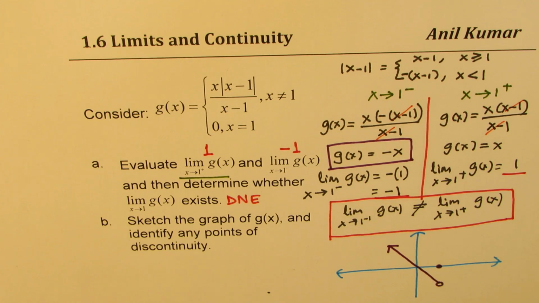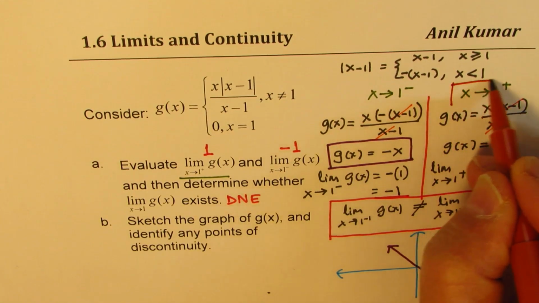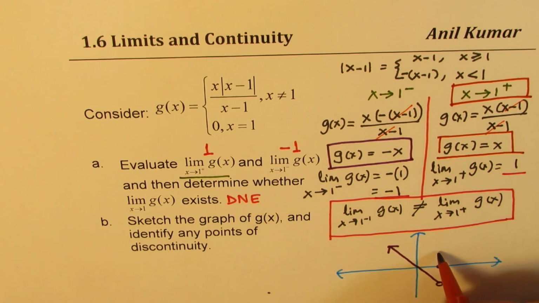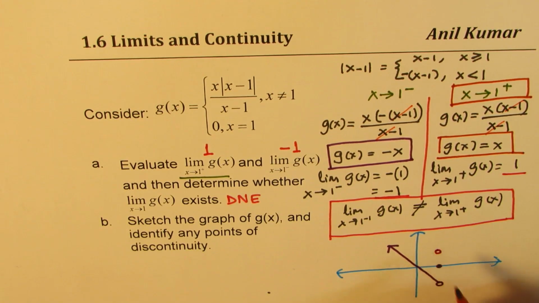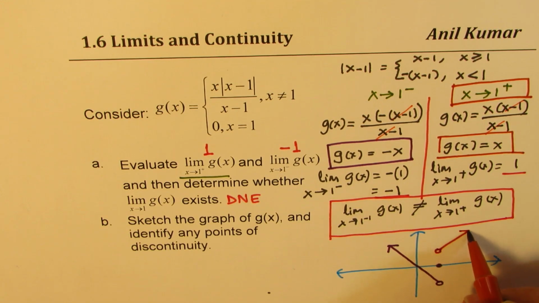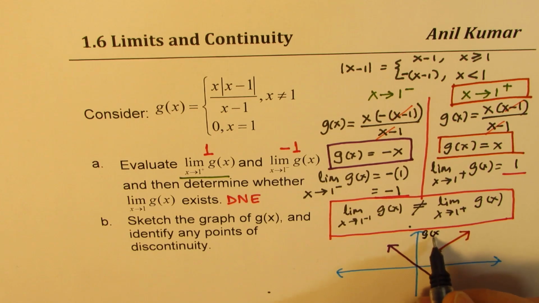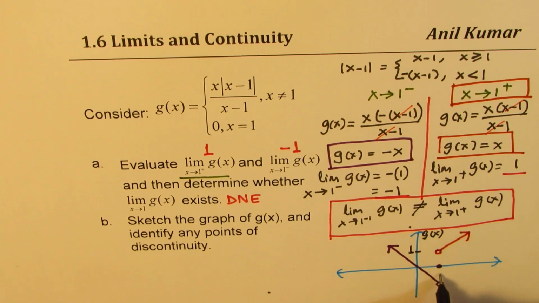Now, on the right side, what you notice here is that when x is greater than 1, g of x is equal to x. So it is positive 1, but greater than 1. So there is a hole here, and then it goes like this. So that becomes the graph of your function. Perfect. So here is your function g of x. Let me write g of x here. This value is 1. This value is 1. This value is minus 1. X on the horizontal x-axis, that is 0.